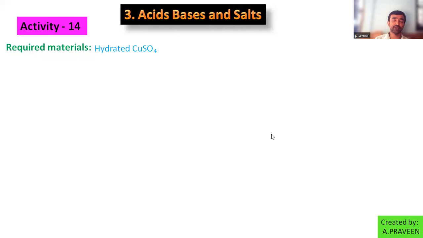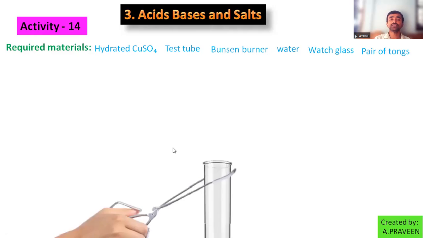So the required material to observe water of crystallization is hydrated copper sulfate. Hydrated copper sulfate is blue in color. It looks like your salt crystals only, but blue in color. So you collect blue colored crystals. To conduct this activity, a few more materials are required: test tube, burner, water, watch glass, etc. Then a pair of tongs to hold your test tube while heating. So these are the required materials.